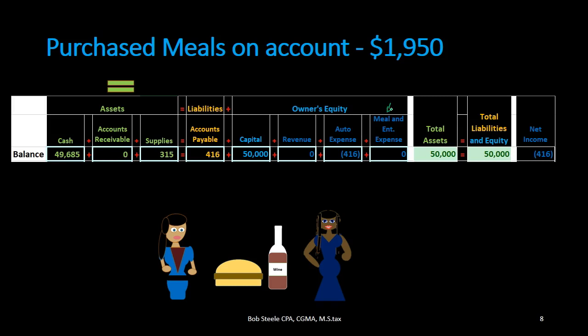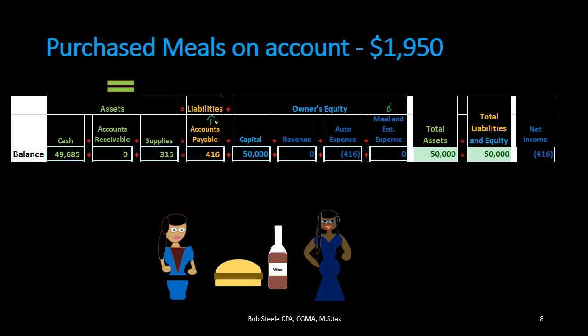And that means we must be doing something to some other account. It's not going to be cash. We didn't pay cash, so we're not decreasing cash. We are increasing the bad thing. Rather than decreasing the good thing, cash, we're increasing the bad thing, accounts payable. So accounts payable will be the other side of this transaction.